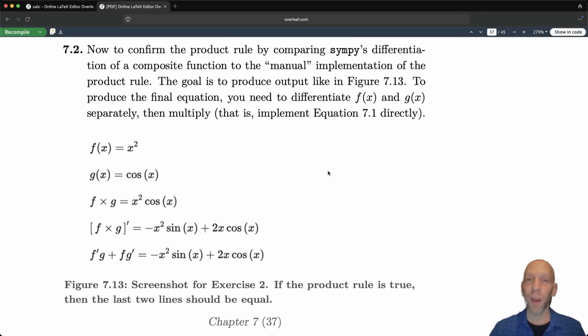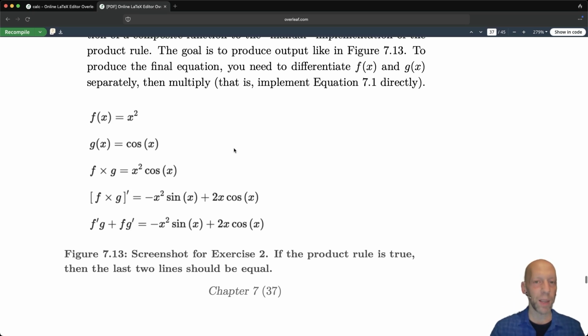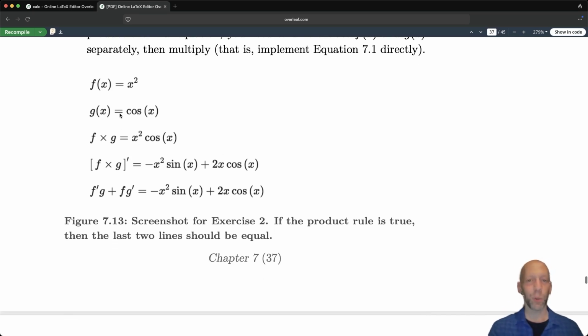This is not a proof of the product rule. I gave that in the text of this chapter. This is a nice demonstration using symbolic calculations in SymPy. So what you want to do is, in SymPy, produce output that looks like this figure here. We have two functions, f and g. f is x squared, and g of x is cos of x.